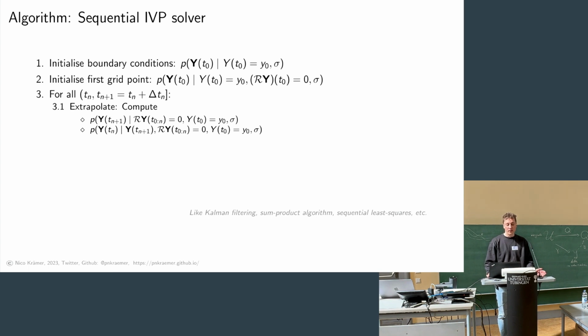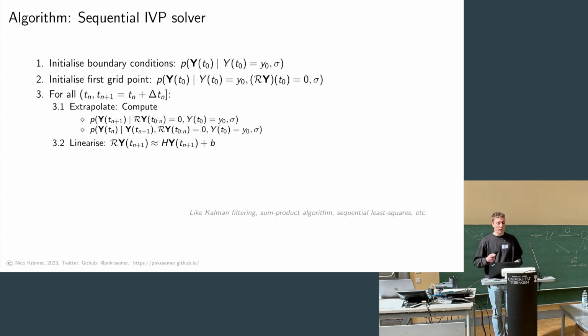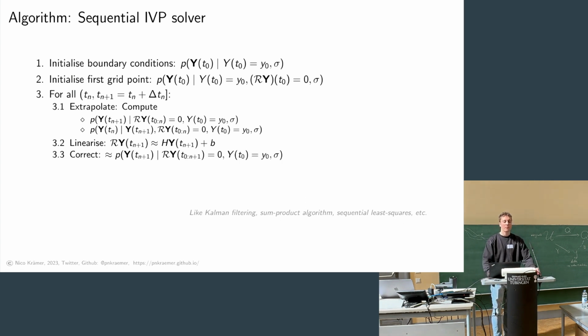Once we're done with the extrapolation, then we need to linearize our ODE. Our differential equation is nonlinear, and this kind of makes the whole process a bit annoying. So we approximate it with something tractable. Usually that is some matrix vector product plus a bias term. I will discuss this in a bit as well. We use this approximation to approximate the conditional distribution at tn plus 1, conditioned on the new observation. So now we have tn plus 1.